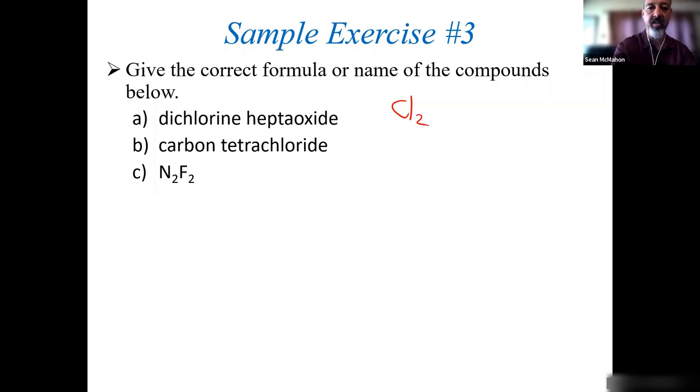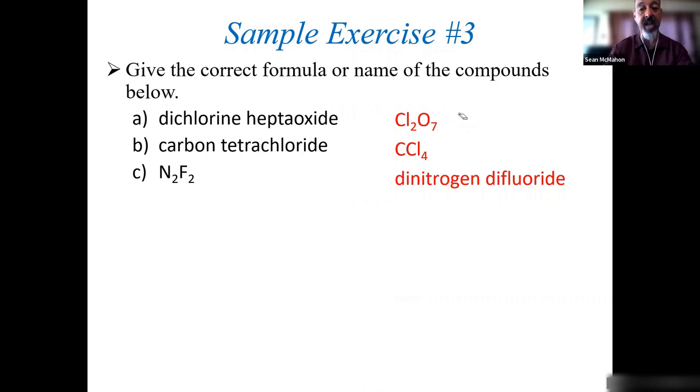Heptoxide. Okay, 7. Whoops, I forgot carbon. There's one carbon. I don't need a mono prefix. Okay, tetrachloride. Tetra replaces quad, so it's carbon tetrachloride. Then I see that there's 2 of those nitrogens. I have to show that there's 2, so I have to write dinitrogen. There's 2 fluorides, difluoride. Okay.